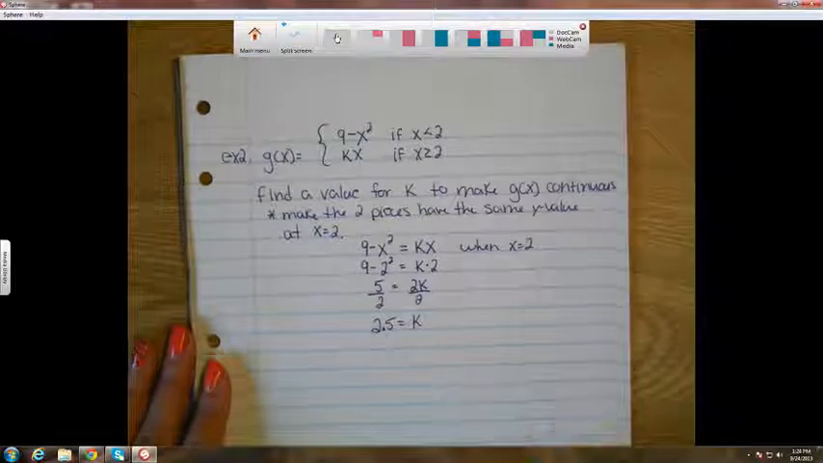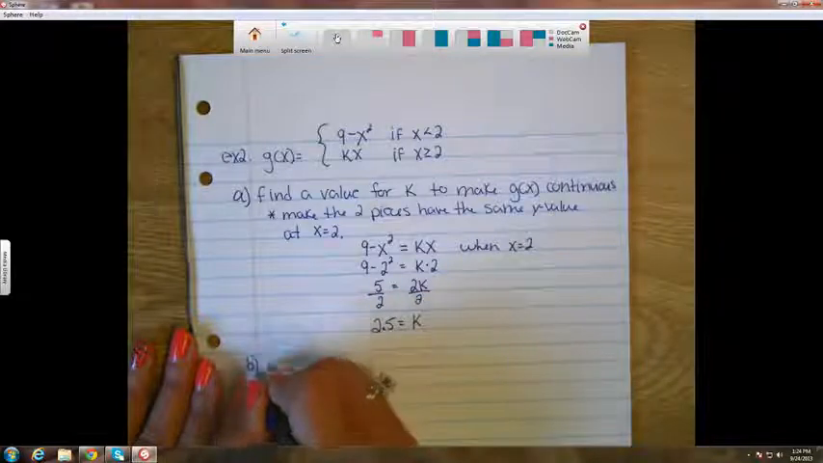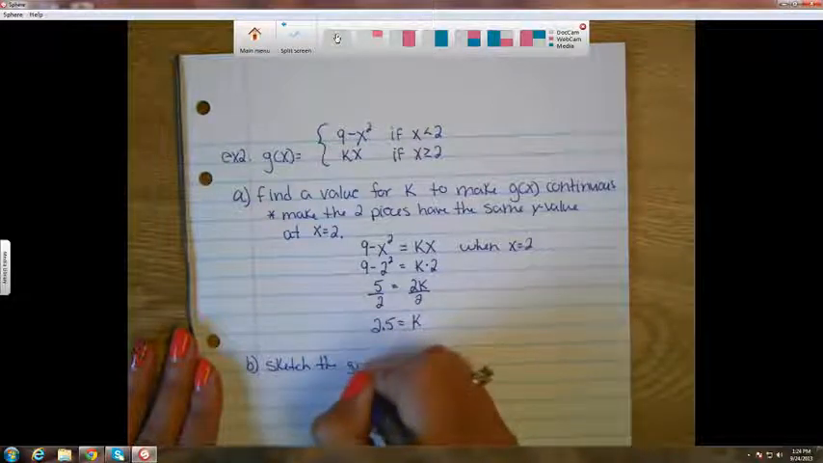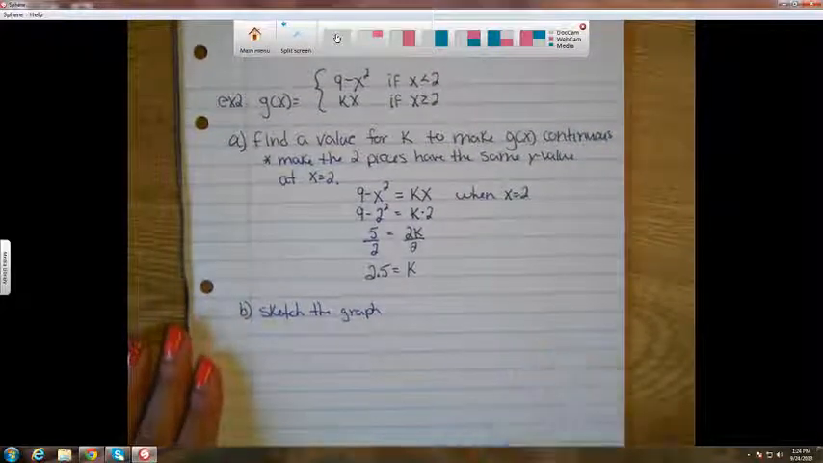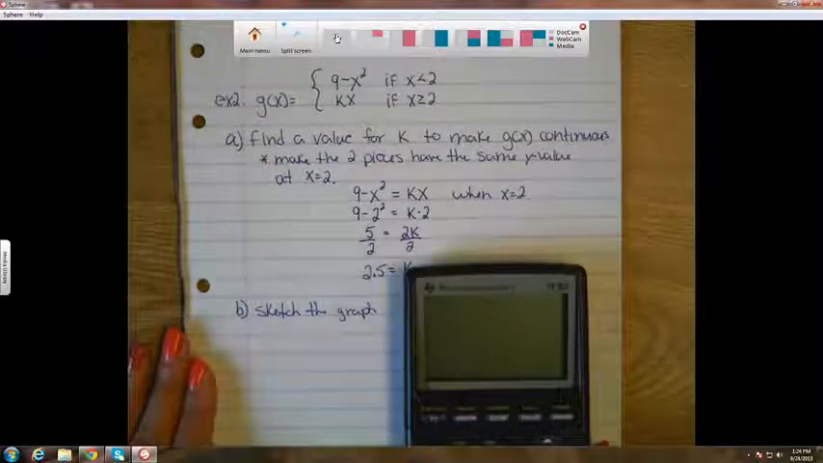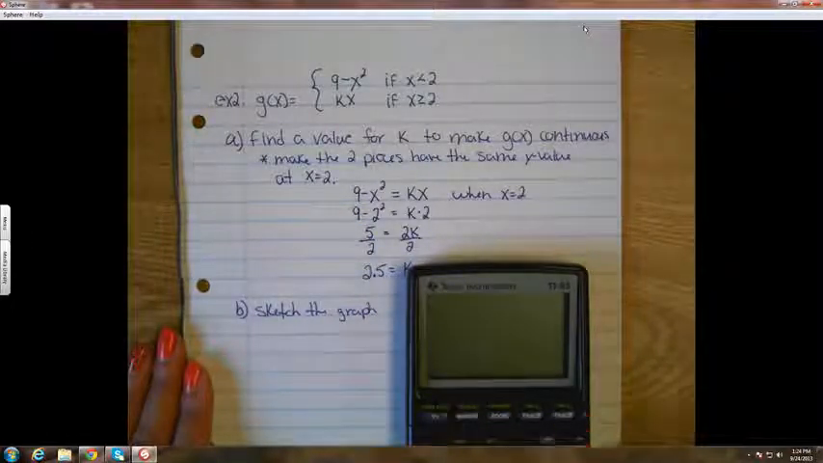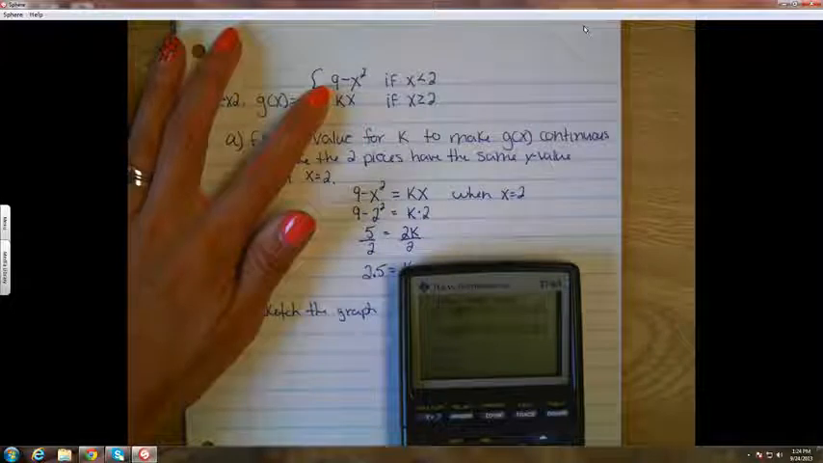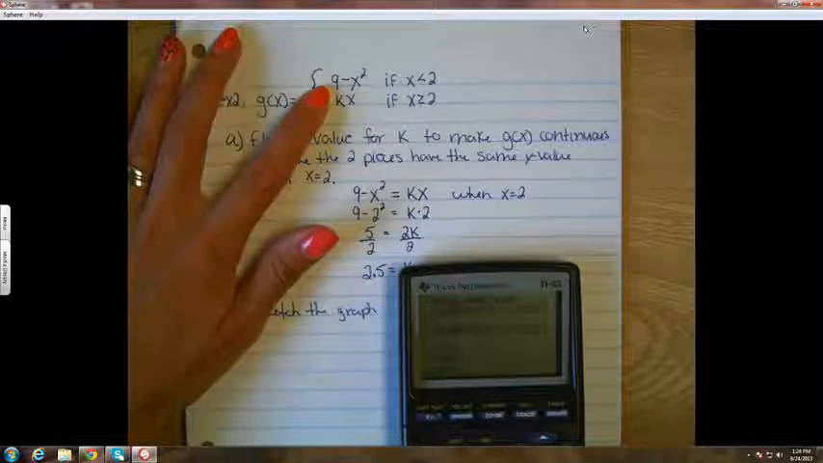And now that we know the k, let's call that part A, sketch the graph. So, if you take a look, I can get rid of this. We'll go to y equals. Turn it on first. Y equals. We want 9 minus x squared for x is less than 2. Well, that's kind of nice. That was kind of left in there from last time.